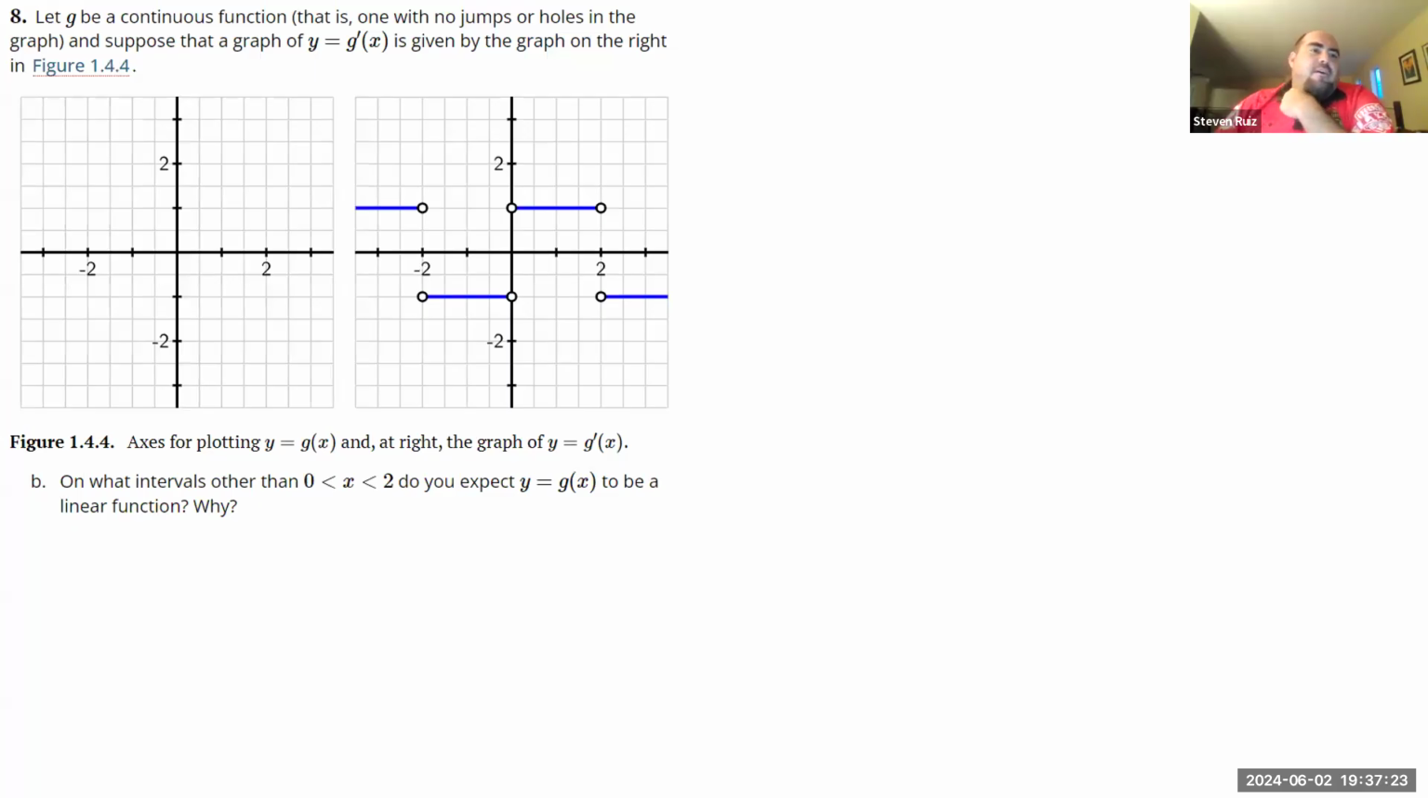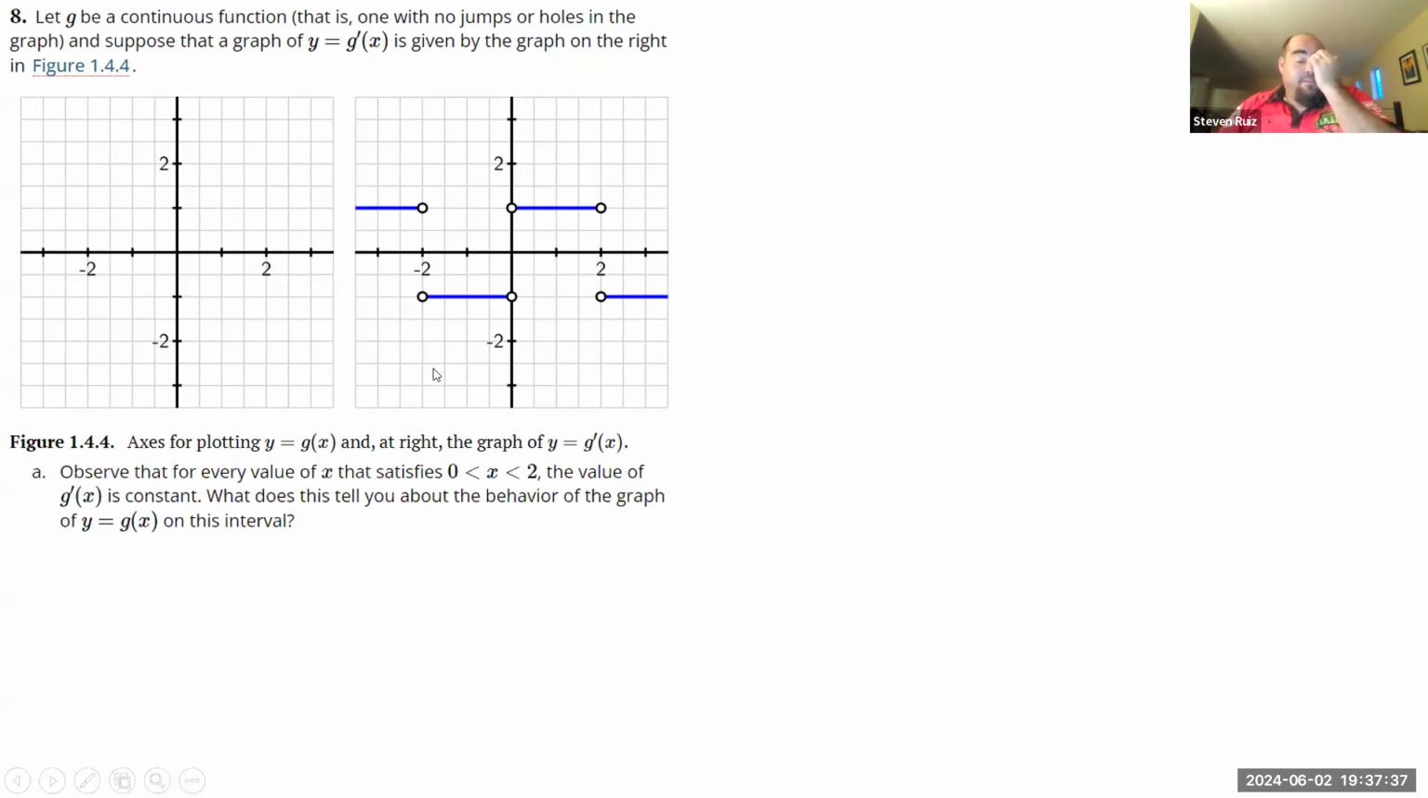All right, everyone, let's look at question 8 from section 1.4. So on the right, these horizontal line segments, we're given a graph of the derivative of a function. So what we want to do for part A is come up with a graph of what the original function, the parent function g, looks like based on this derivative graph.